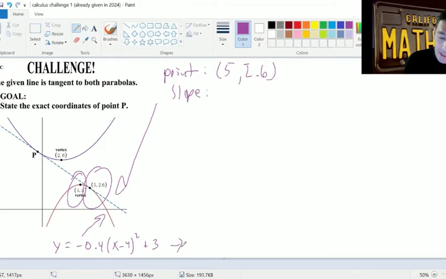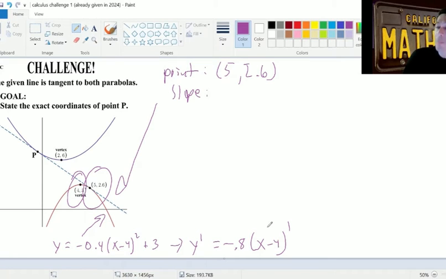So if y equals that, then the derivative, y prime, would equal, well, use the power rule. 2 times negative 0.4 is negative 0.8. Keep the parentheses the same. Subtract 1 from 2 to turn it into 1. And then the derivative of 3 is 0. It just goes away. So this is the derivative.